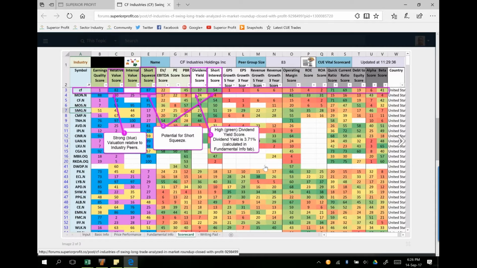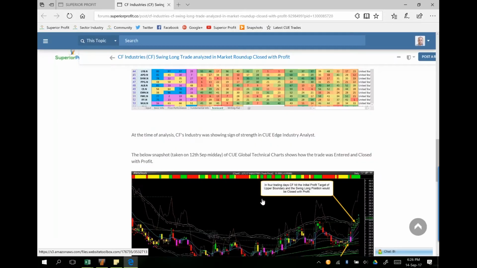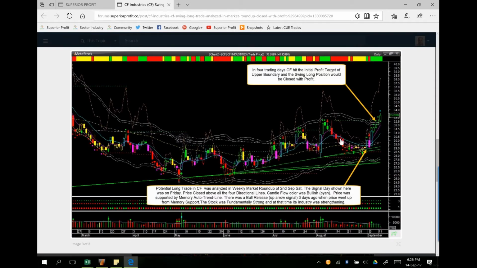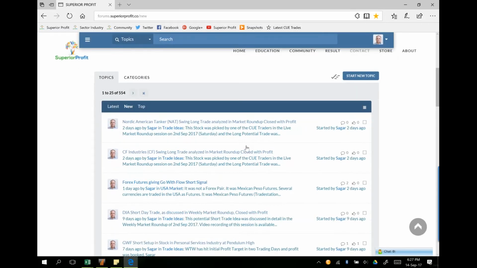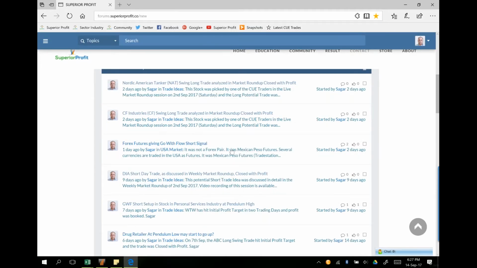So here we had a stock which has optimal valuation, potential short squeeze, reasonable dividend, not very high, but reasonable dividend in current interest rate conditions, and the technical chart was perfect at a swing low supported by multiple memory support line. So we took the trade and this ended also in profit. So you are probably starting to see how we are able to combine industry strength, fundamental strength, as well as technical strength when we take the trade.